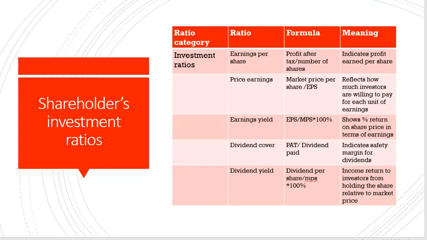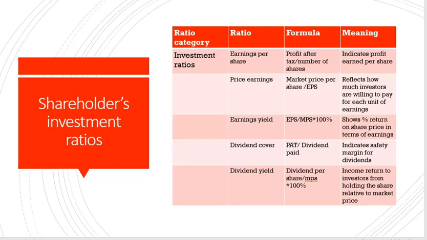Then we have, finally, shareholders investment ratios. Shareholders investment ratios are ratios which attract investors in our company. So they include earnings per share, price earnings ratio, earnings yield, dividend cover, and dividend yield.